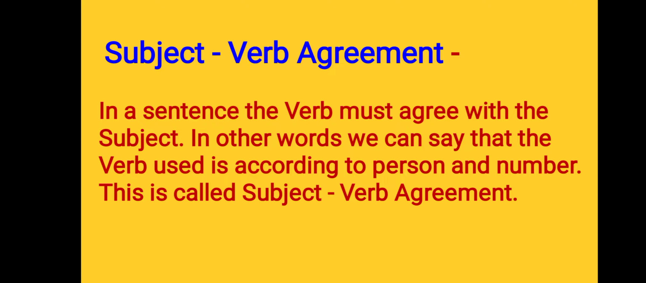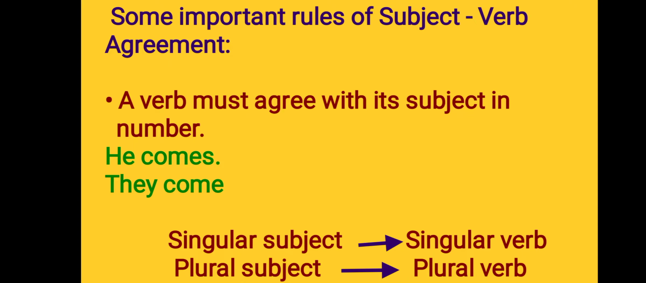Or in other words, we can say that the verb used is according to person and number. We have to use the verbs in the sentences according to the person and number of the subject. This is only called subject verb agreement. Now, we will see some important rules of subject verb agreement.